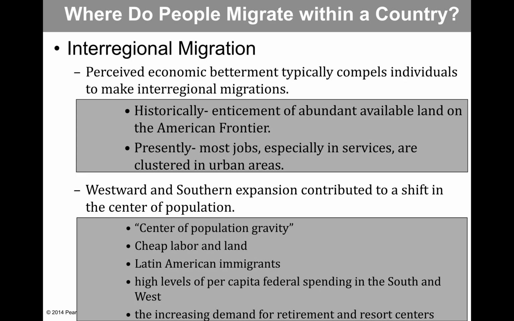The westward and southern expansion contributed to a shift of population. So we see the population shift continually throughout history from the east to the west. The reasons for this shift are cheap labor and land, Latin American immigrants, high levels of per capita federal spending in the south and the west, and increased demand for resorts and retirement locations.